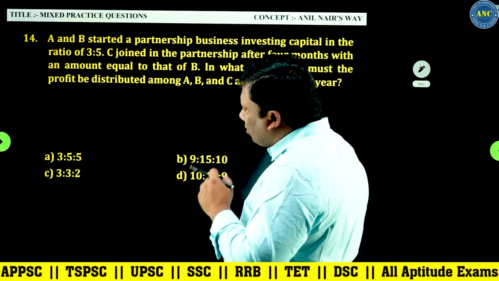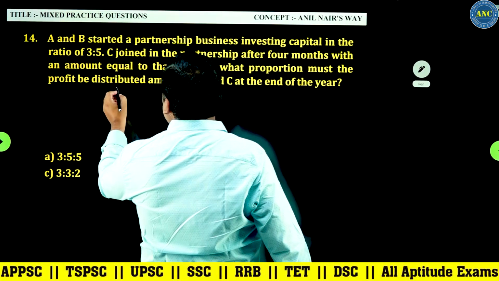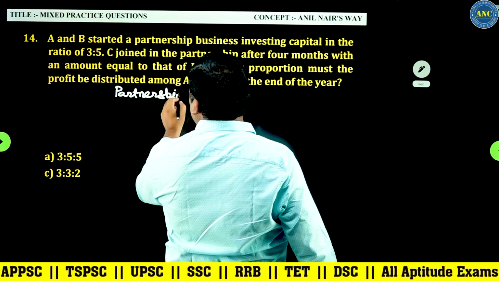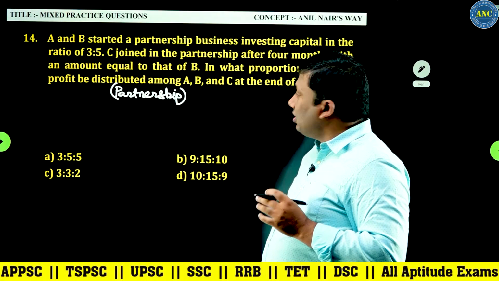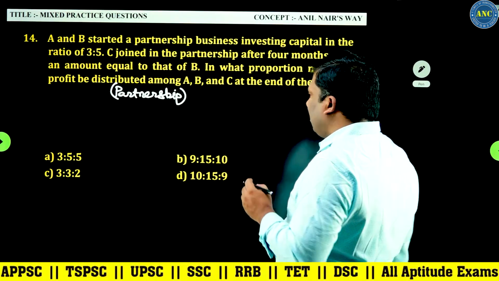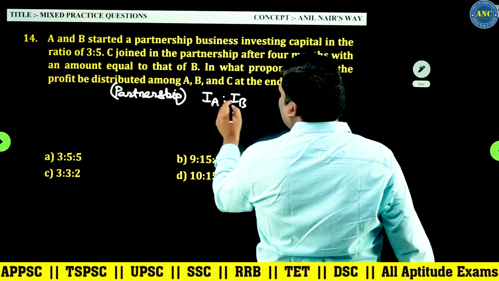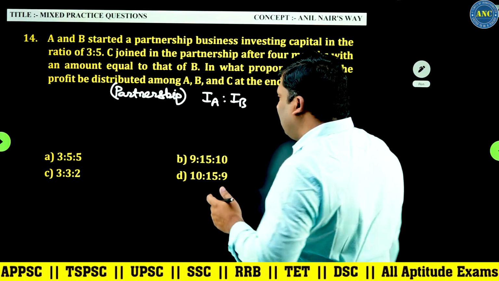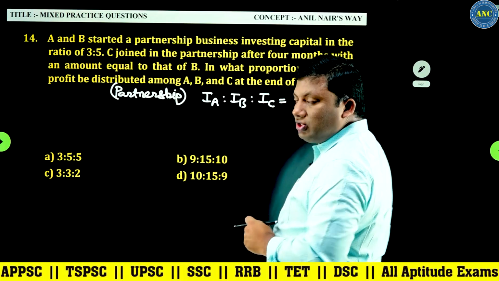Next question. This question is also based on partnership. Please read the question. A and B started a partnership business, right? They both invested in a business. Capitals are in the ratio 3 is to 5. That means investment of A is to investment of B. C joined in the partnership after 4 months. C is also involved in the business. IA is to IB is to IC.